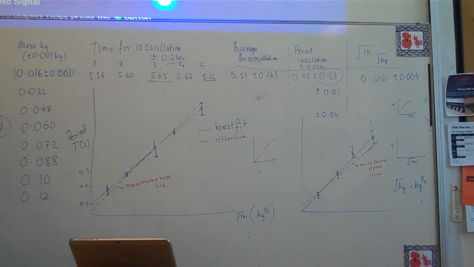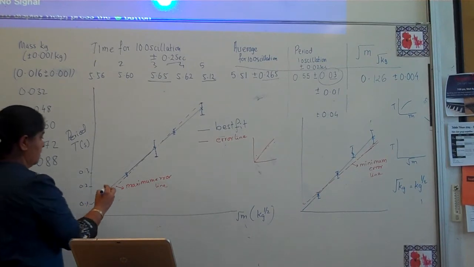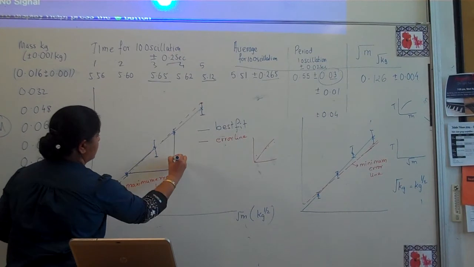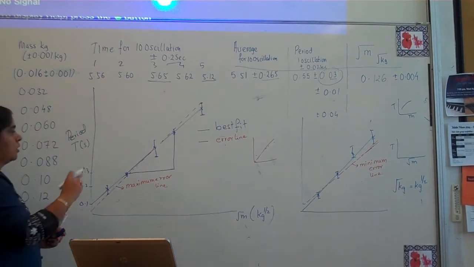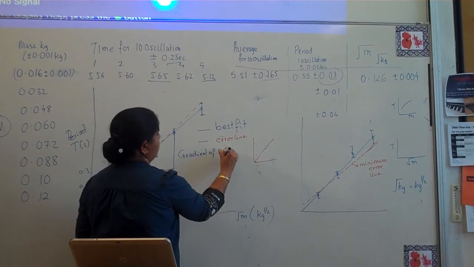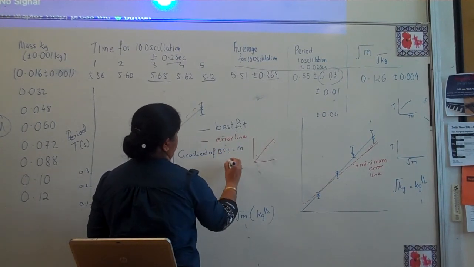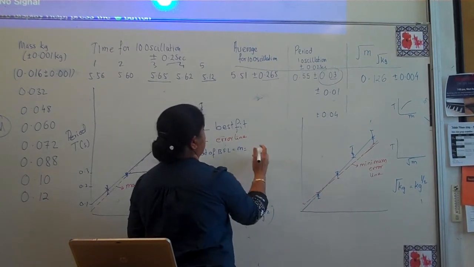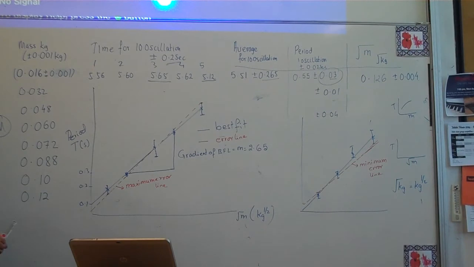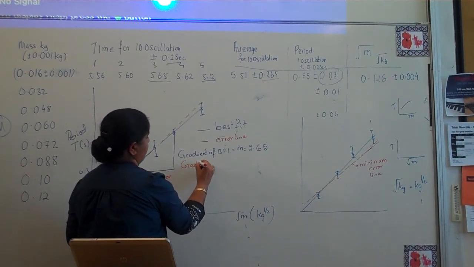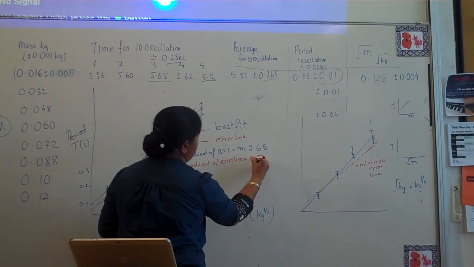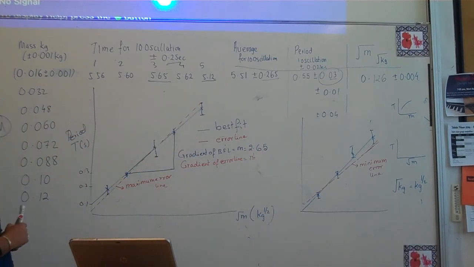Okay, now you're going to pick two points on the blue one. Maybe this point is distinctly on the line, and we know this point is on the line. Draw the triangle to work out the gradient. Work out the gradient of the blue line, and let's write the gradient of the best fit line is M, which is, let's assume that value is 2.65. Then you work out the gradient of the error line, which is M dash. It's not M1, it's M dash.